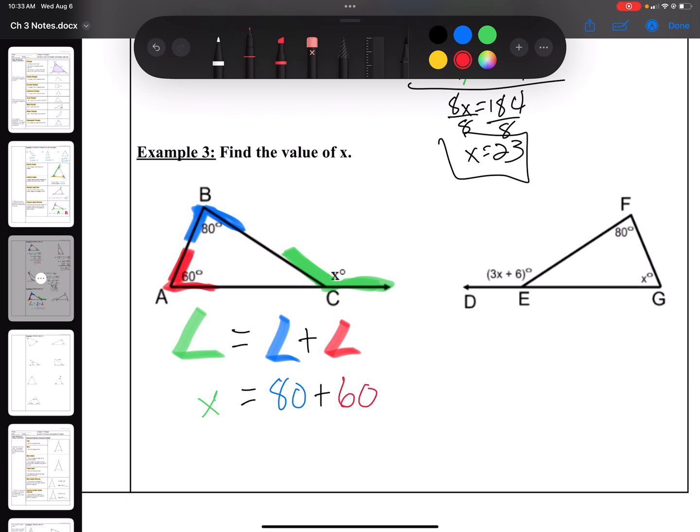So just be careful. Don't just get it in your head because it's a triangle, oh, I need to set everything equal to 180. That's not true. You'll get yourself into some trouble and have some wrong answers if you always assume, hey, it's a triangle, set it equal to 180. Triangle, 180. Nope, that's not true. Interior angle sum equals 180.